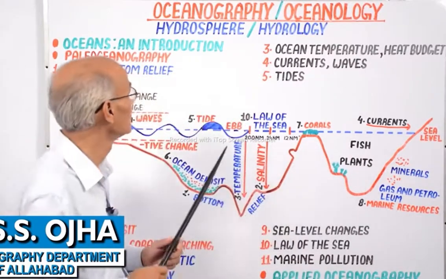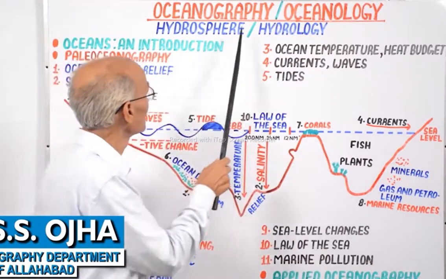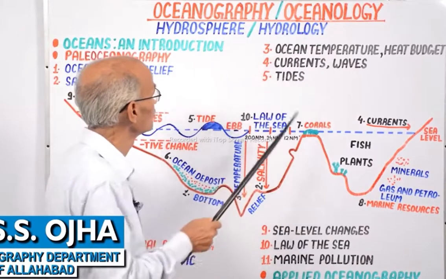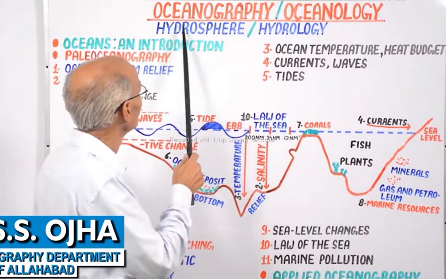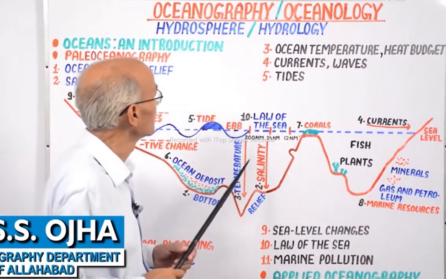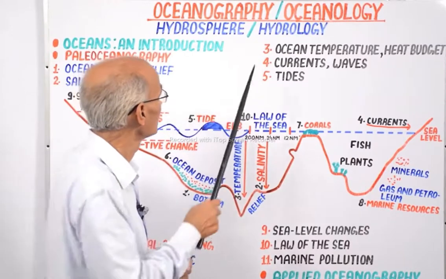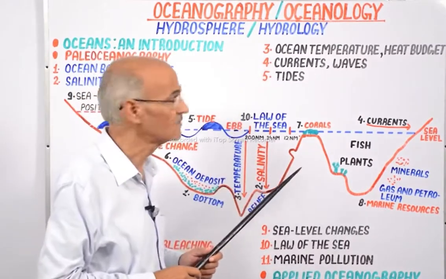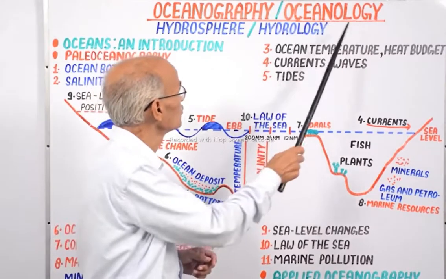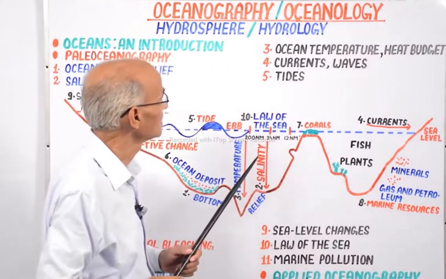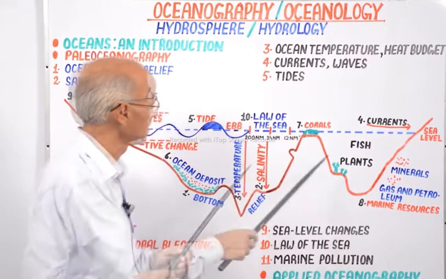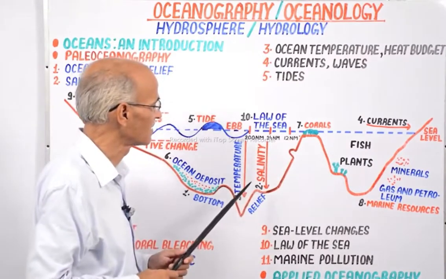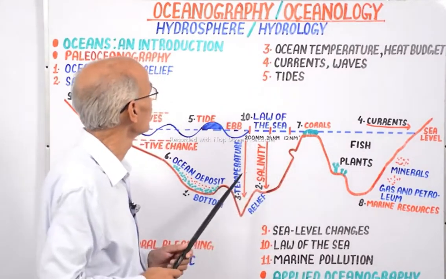Let us study the difference between oceanography and oceanology. Oceanography is the simple or graphical description of oceans with cause and effect, while oceanology is the scientific study of all the segments or ingredients of the oceans.